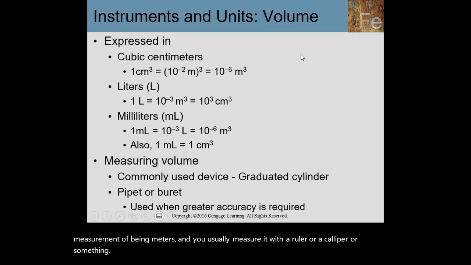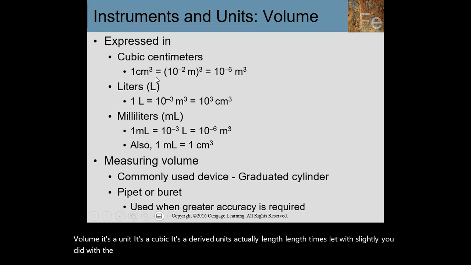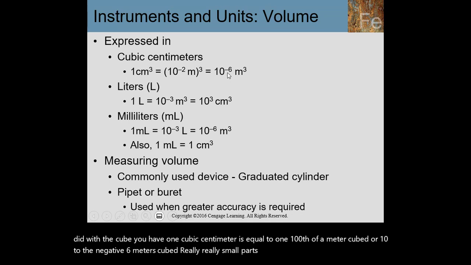Volume is a derived unit. It's actually a cubic length: length times width times height, like you did with the cube. One cubic centimeter is equal to 1/100th of a meter cubed, or 10 to the negative 6 meters cubed. Really, really small. So there's a million cubic centimeters in a meter cubed.